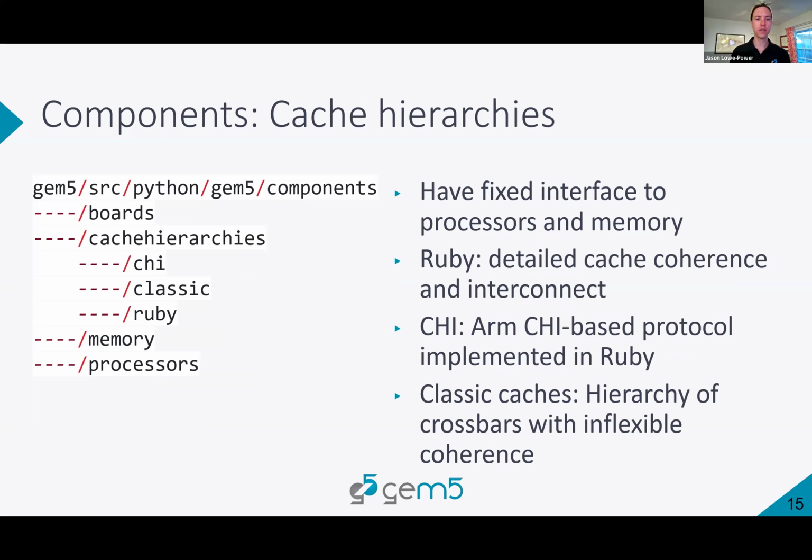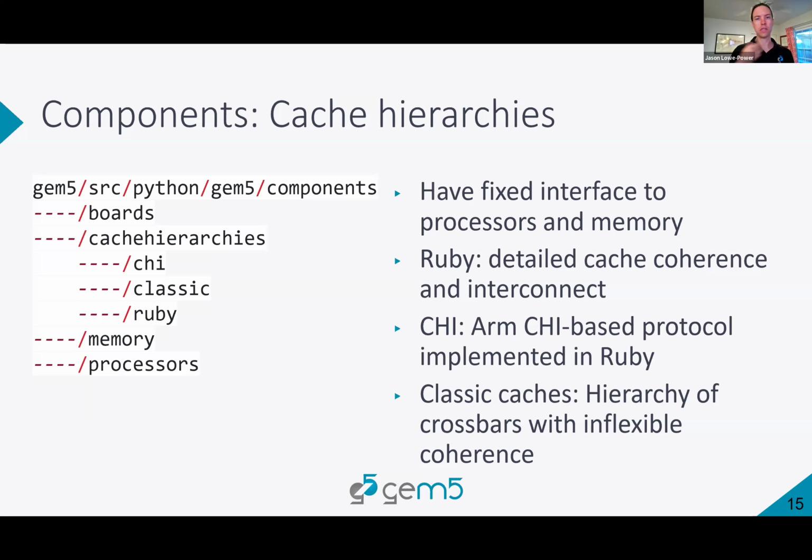Under cache hierarchies, we have 3 different types: the CHI cache hierarchies, classic cache hierarchies, and Ruby's classic. The idea of a cache hierarchy is that it has a fixed interface between the processor and memory, and the cache hierarchy sits in between. So you should be able to plug in any cache hierarchy with any processor and any memory. Ruby has some detailed cache coherence protocols and detailed interconnect.